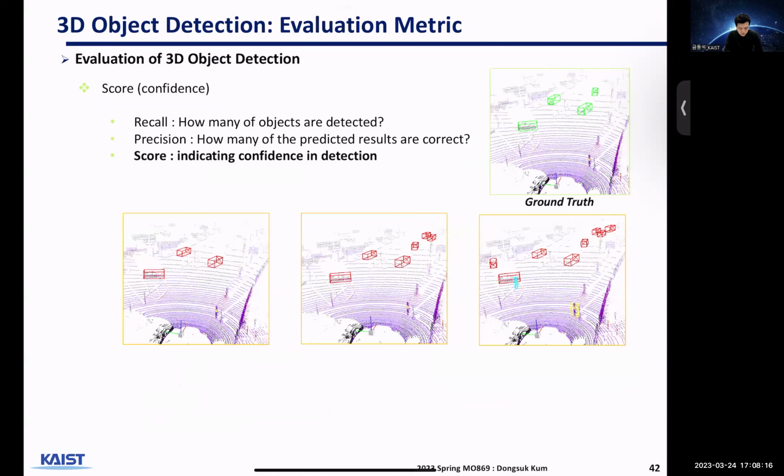Right. And then there is a score, confidence, which indicates confidence in detection, which is often used for evaluating prediction results, as well as tuning and calibration purposes.